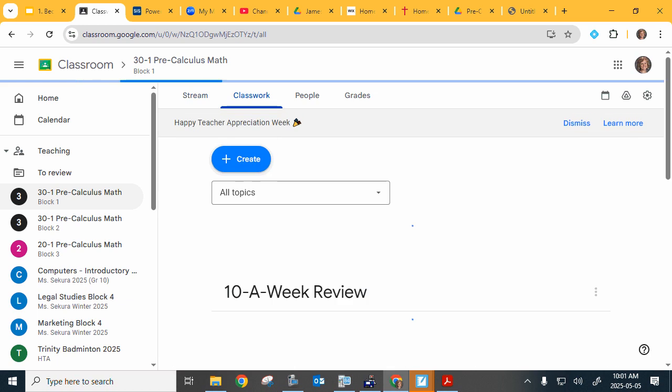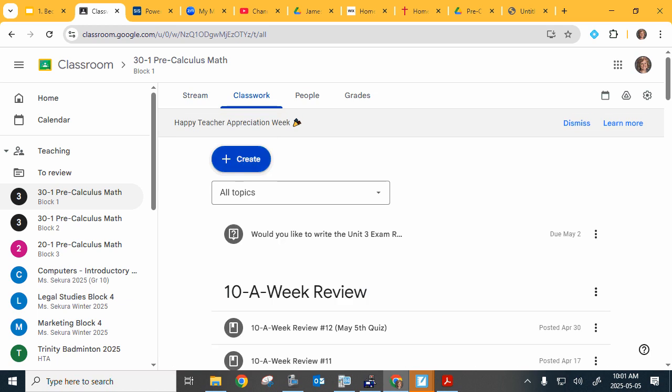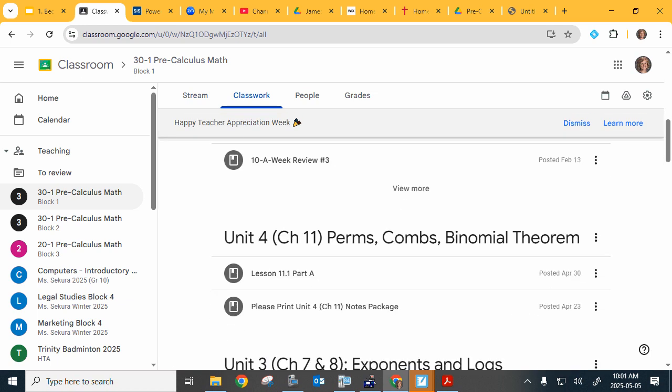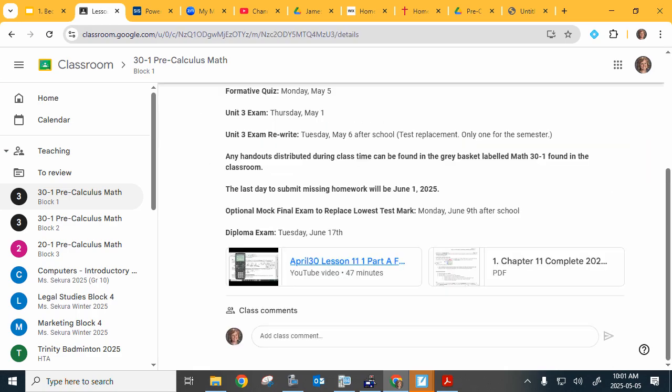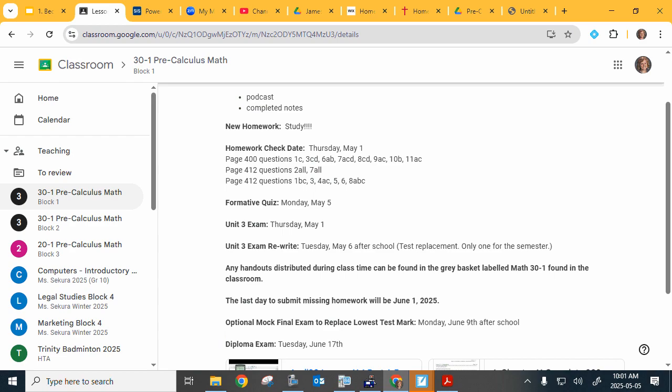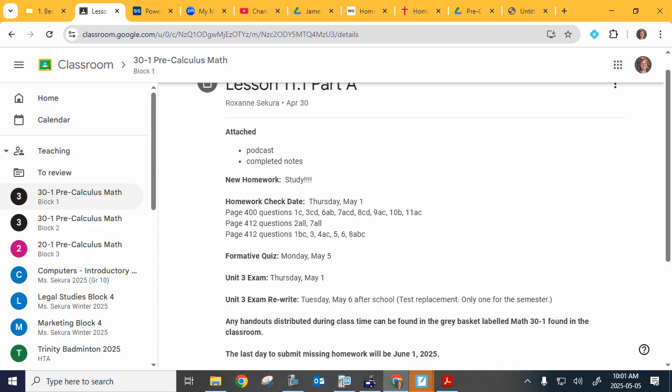That's so crazy. Oh my gosh. Sakura, give me 1 second. I just want to see, when's the test? Unit 3 exam rewrite? I didn't actually indicate the Unit 4 exam. Yeah, thank you. Okay.